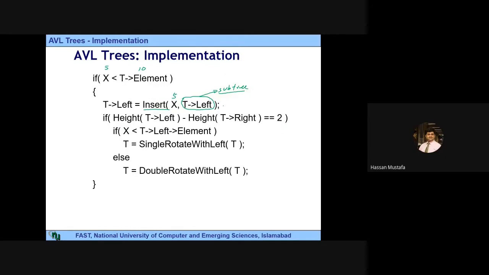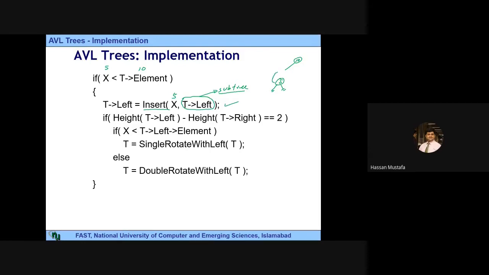Let's go to the backtracking of the recursive call. Let me draw this tree here as well. I had 10 in the root, and I have created a new node 5, setting its left and right pointer to be null. And this new node was created on the basis of this recursive call.